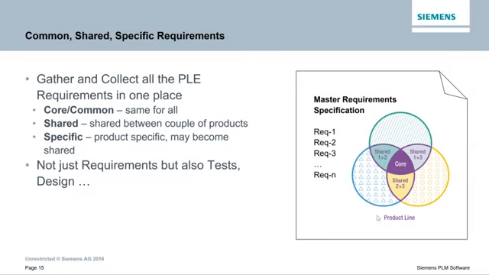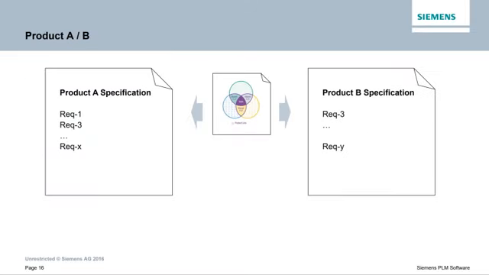Today we speak mostly about requirements. The same concept you can apply also to design and tests, but this is out of the scope for today's webinar. So if you have the concept of a master specification to collect all the requirements for the given product line, we can think about the product specifications for a product A or B to be just a subset of the requirements of the core of the master specification. And now the question is, how do you achieve that?